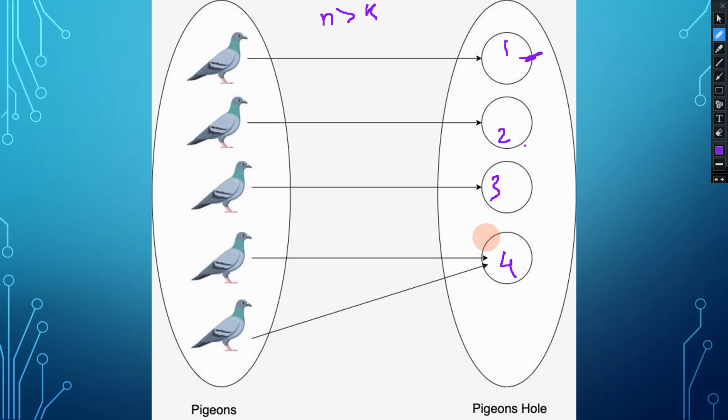Okay, the general case is k holes, but what the pigeonhole principle says is something will always be true no matter how you distribute the pigeons into these holes. And what is this thing that is always true? Let us see that. We will move to the next slide.